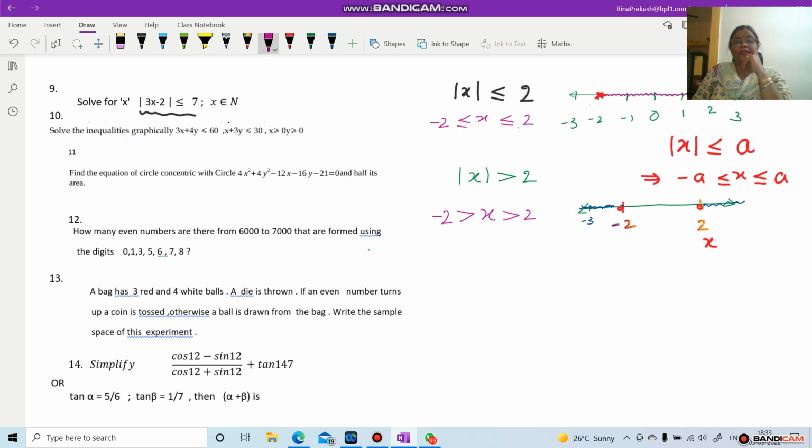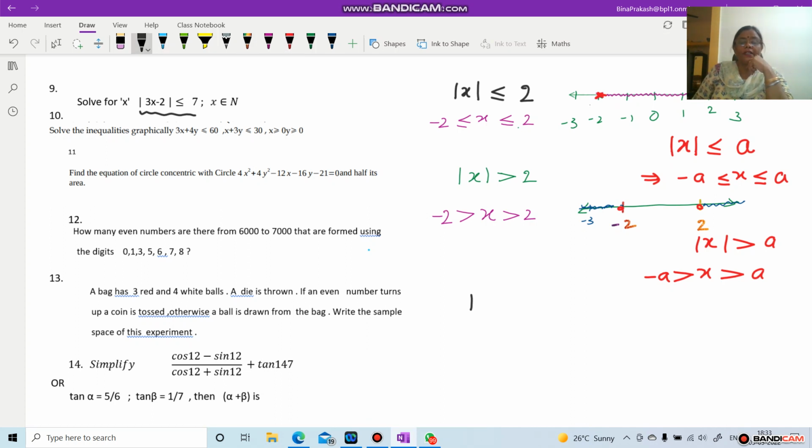Is this clear? The value of x is greater than 2, or the value of x is less than minus 2. So if you have modulus of x greater than a, then the value of x is such that it is greater than a or less than minus a. So that's the information that you have. Now based on this, see how do we solve it?